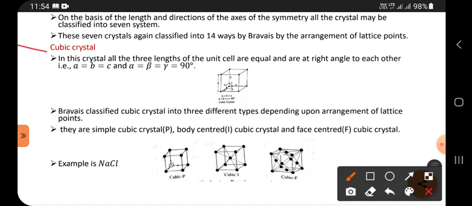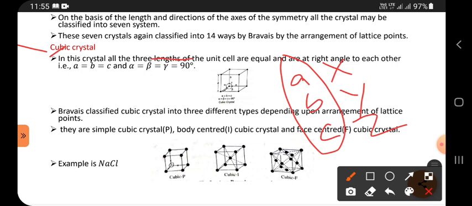First one, cubic crystal. In this crystal, all the three lengths of the unit cell are equal and are at right angles to each other. Right here, three lengths are the same. Generally, a is the length along the x-axis, b is the length along the y-axis, c is the length along the z-axis, different lengths in different directions. So in cubic crystals, the three lengths are the same, that means equal: a = b = c.